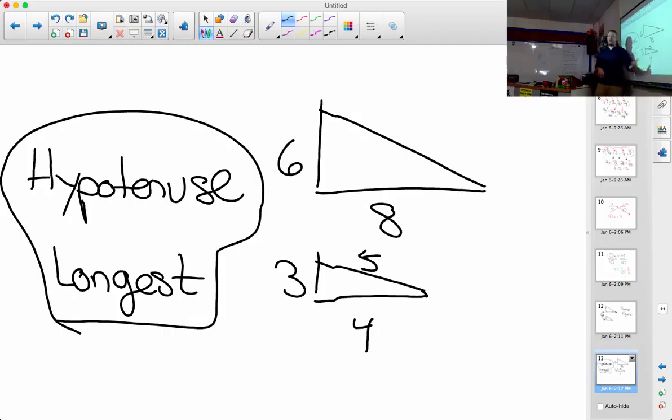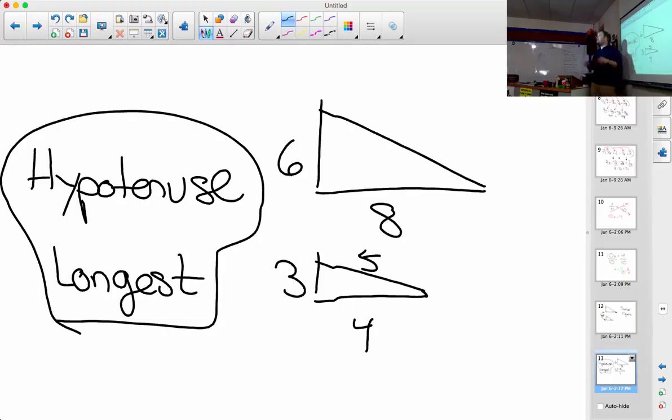Take 3 and divide it by 4, and you get, Mackenzie, 0.75. Take 6 and divide it by 8. Yeah, 0.75. They're proportional, okay? So 6 and 8 has the same proportions as 3 and 4.